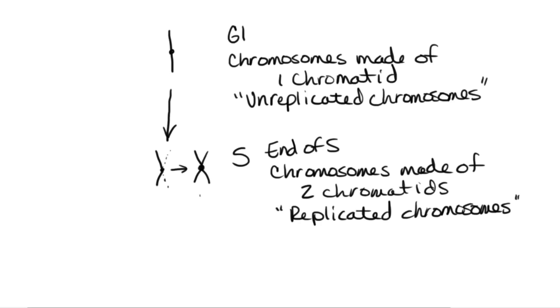And then when we go into G2, we're going to have really the exact same thing we had at the end of S. We're just going to double check it and make sure that everything was copied correctly. So in G2, they are also replicated chromosomes, which means that we've got chromosomes that are made up of 2 chromatids each.